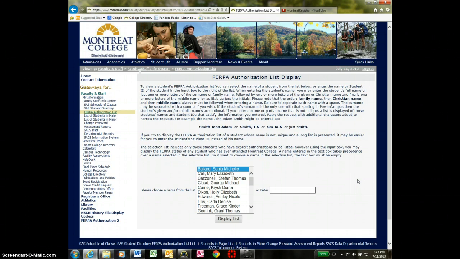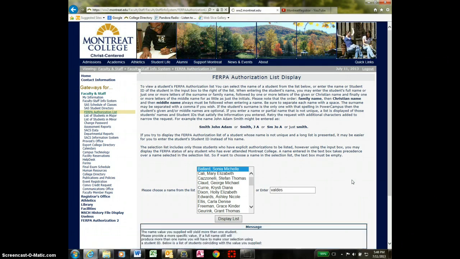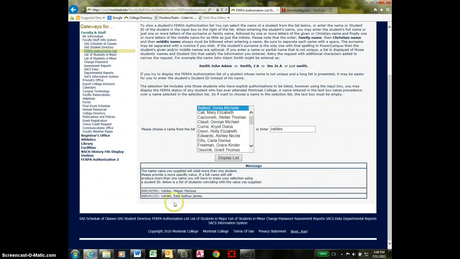So for instance, you could look over here and look for their name, but not all the student names are there yet. So you could also enter a name. Let's say I'm looking for Josh Valdez. I just enter Valdez. We'll see what I get. So this says there's more than one student here. That's correct, who both have that name. Now, we can't just click on these. What we need to do is go back up here.